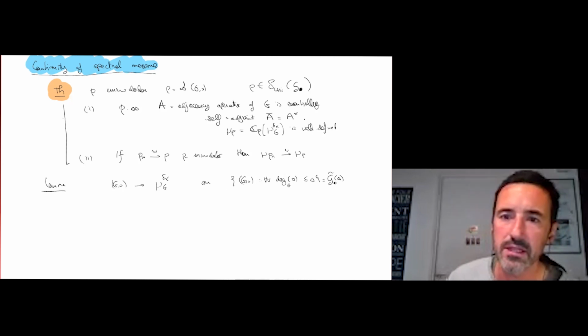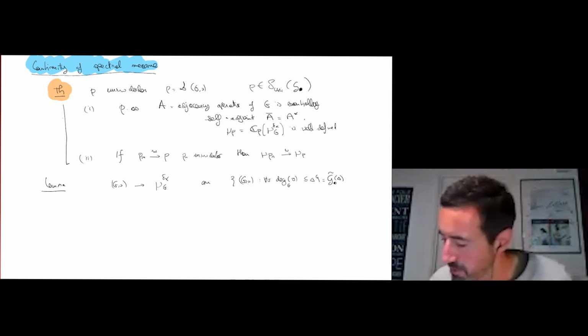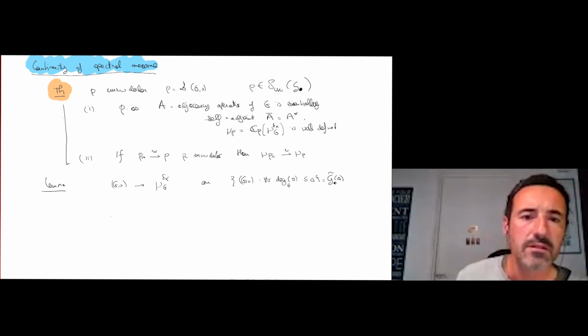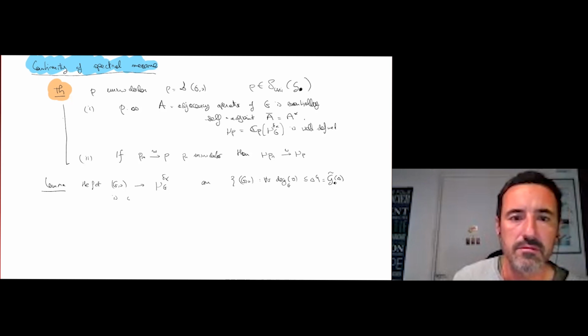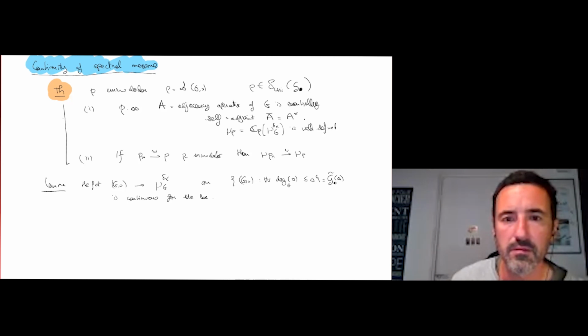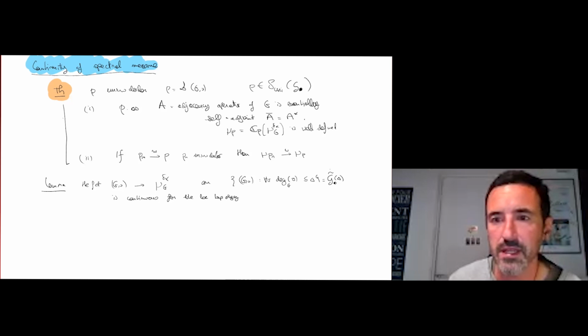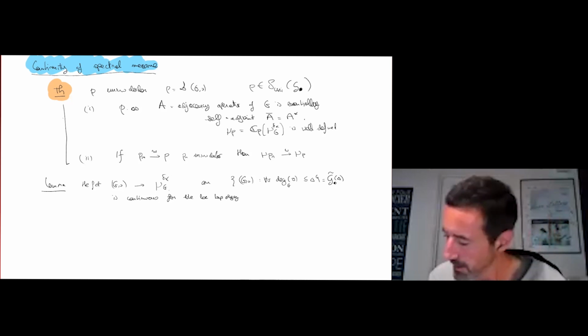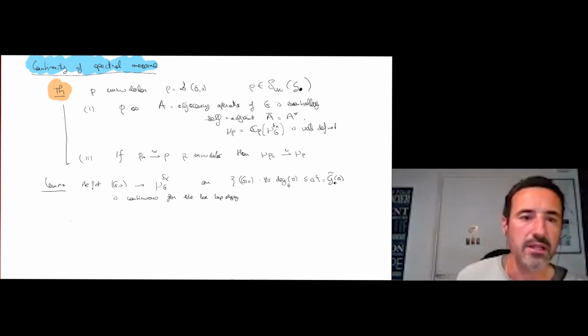So you look at the set of rooted graphs which have uniformly bounded degree. The claim is that this function is continuous for the local topology. To be precise, on this set I put the local topology, and on this set I put the weak topology. Let's check that.